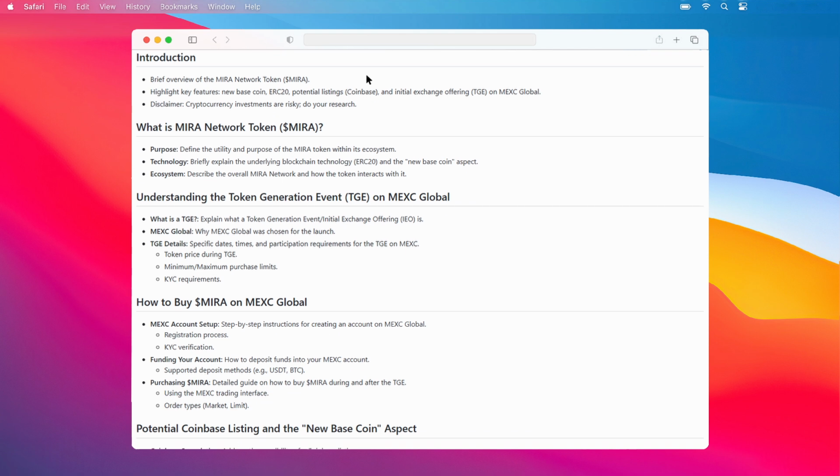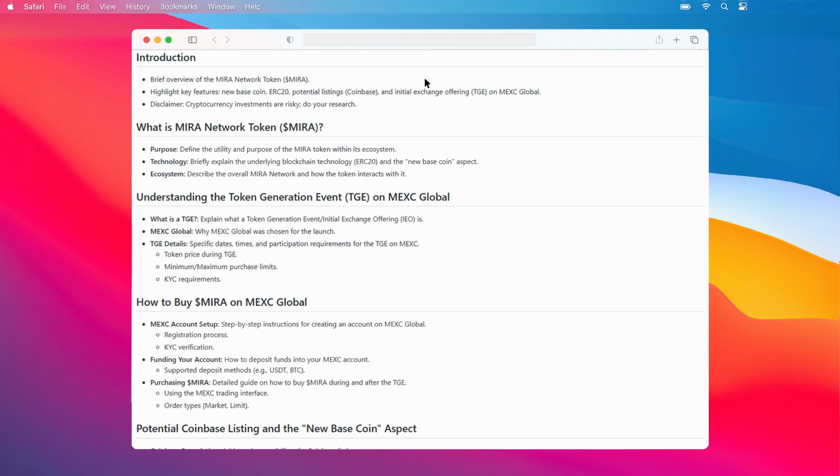Today, we're diving into the Mira network token, symbolized as $MRA, and how you can potentially acquire it. We'll cover its key features, including its status as a new base coin, its ERC20 compatibility, the possibility of future listings on major exchanges like Coinbase, and its initial exchange offering, or TGE, on MEXC Global. Remember, cryptocurrency investments carry inherent risks, so thorough research is paramount.